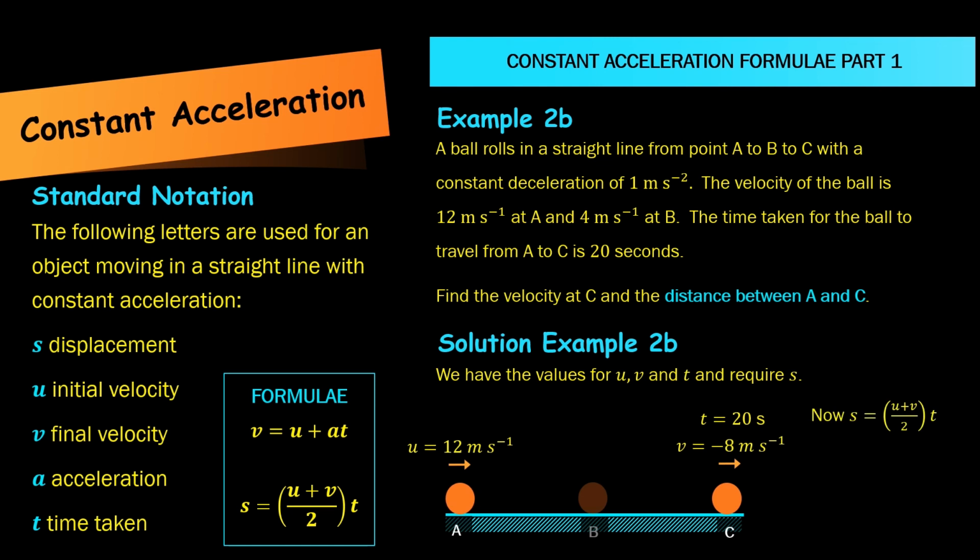So of course we require this formula. S equals U plus V all over 2 times T. And therefore if we plug in the values, U equals 12 here, V equals -8 here, and T equals 20 here, we obtain that S equals 40. And of course we're measuring this in meters.